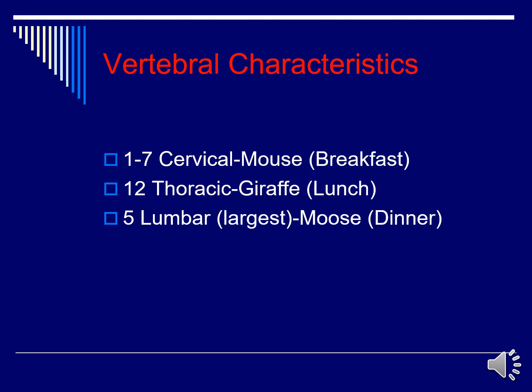The vertebral characteristics are there are 7 cervical, and they look like mice. There are 12 thoracic, and they look more like giraffe with their spinous processes extending to the vertebral body below it. And then the 5 lumbar, which are the largest, and they resemble a moose.